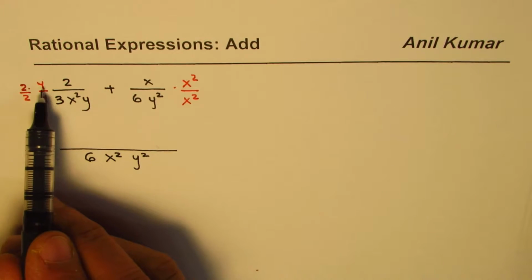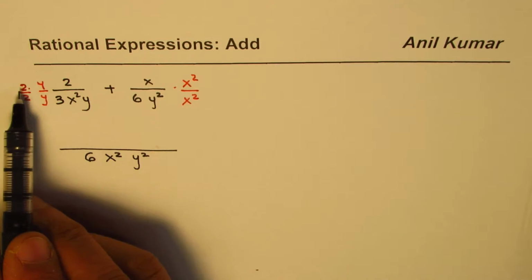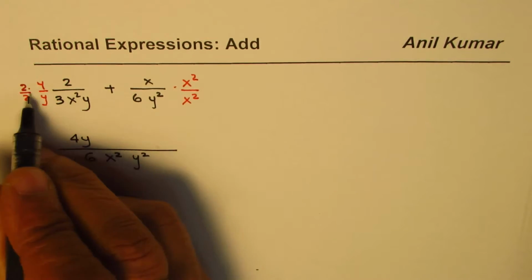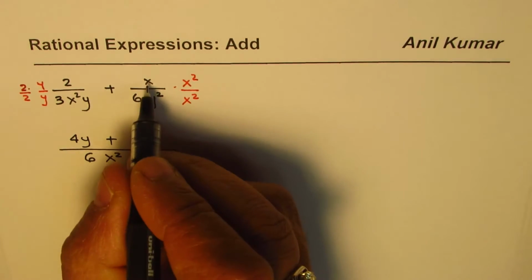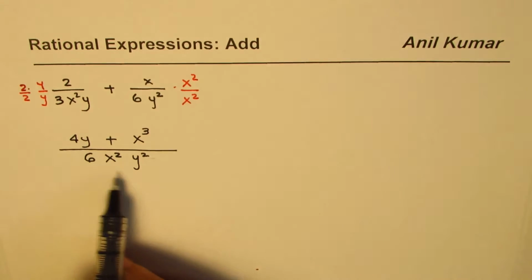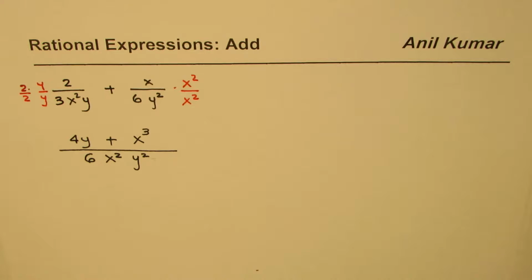Let us multiply the numerators by these numbers. 2 times 2 is 4, 4y. So we get 4 times y for the first one, plus x times x squared, which is x cubed, for the next one. So that is the expression, which is addition of these two rational expressions, correct? So this is how we could actually add when we have different denominators.